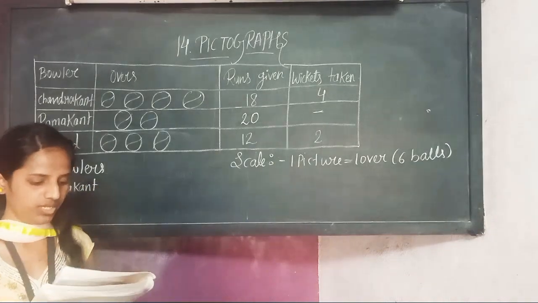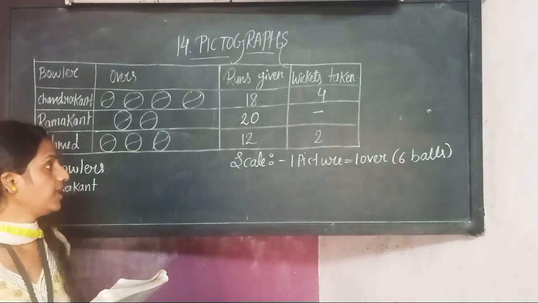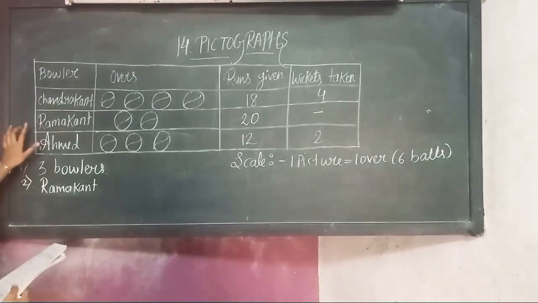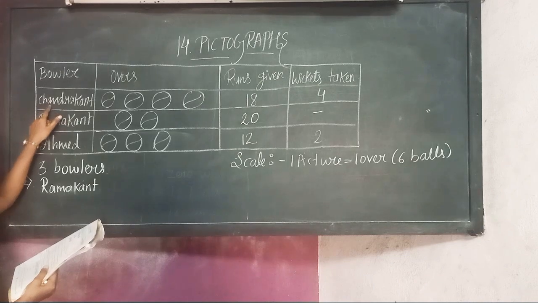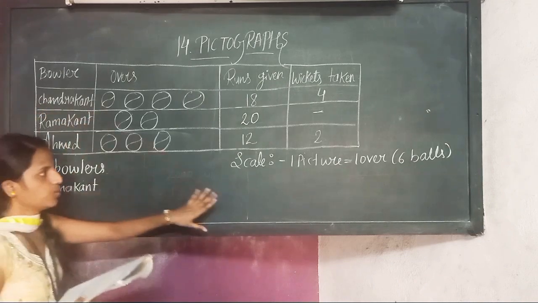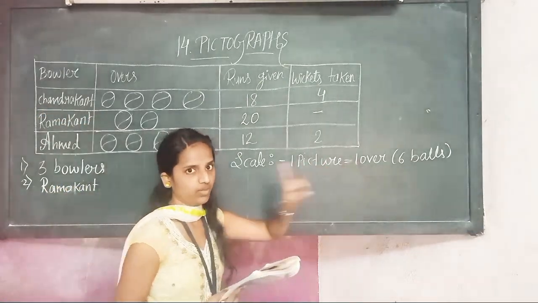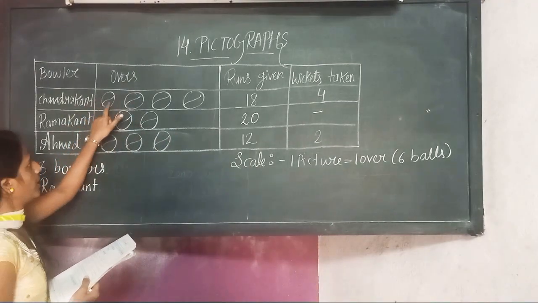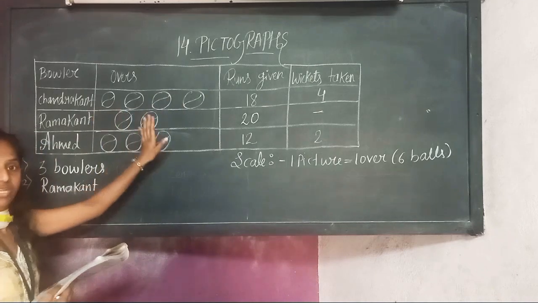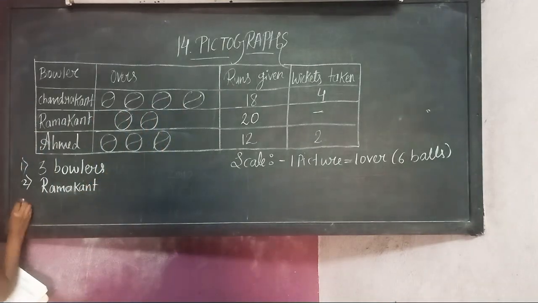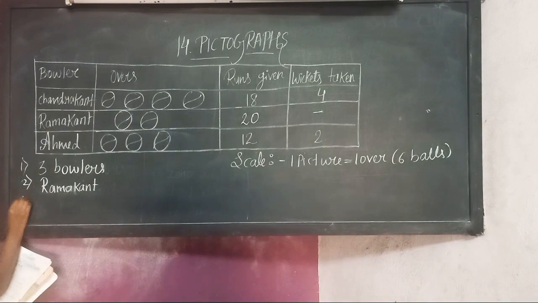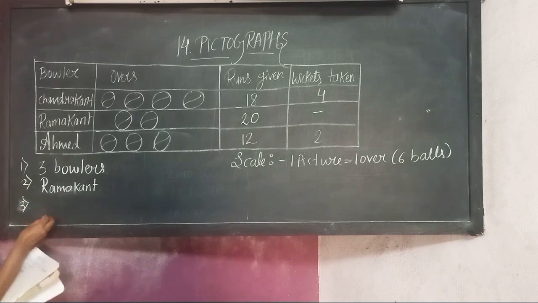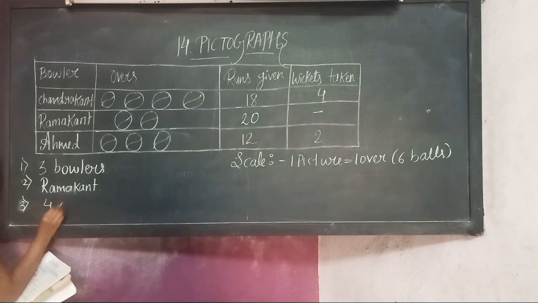Let's see the third question. How many overs did Chandrakant bowl? Only we have to find out for Chandrakant how many overs he had bowled. We know that in one picture there is 1 over. How many pictures are here? There are 4 pictures. 1, 2, 3, 4. That means how many overs? 4 overs. Just write down: Therefore, Chandrakant bowled 4 overs.